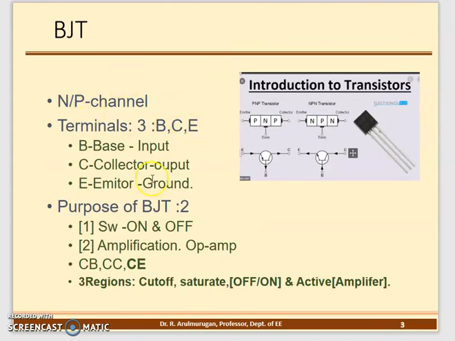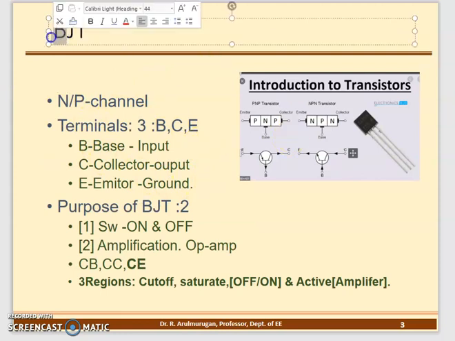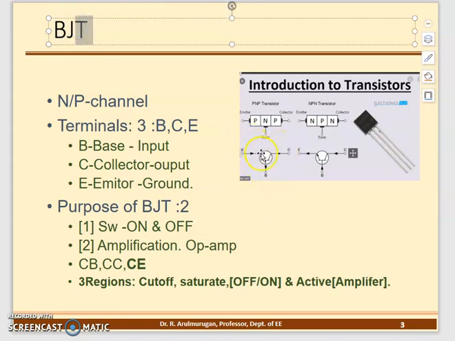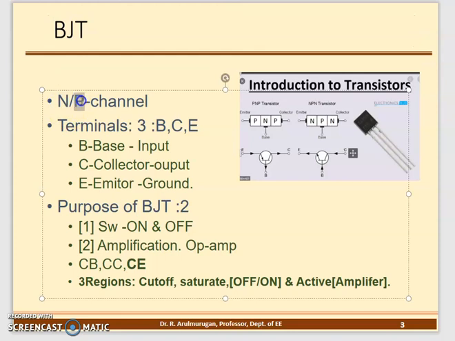We have already discussed this. BJT is a bipolar junction transistor, T for transistor. Generally, you have seen that there are two types of transistor: one is the N channel transistor, another is the P channel transistor. N is first in alphabetical order, so N comes first, then P.